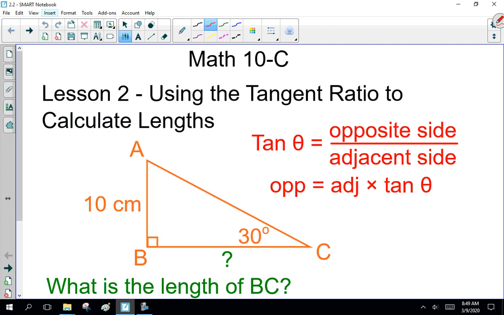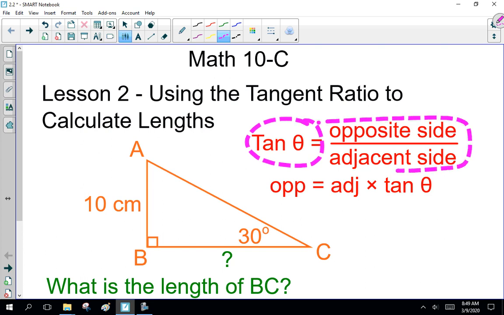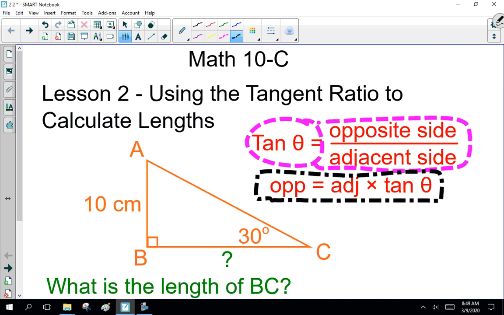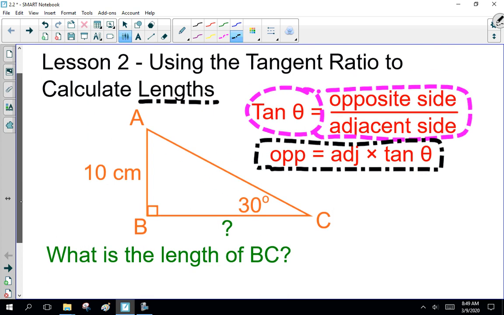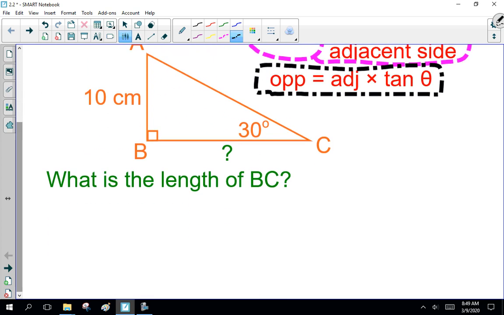Now, last lesson we talked about tan of theta is the opposite over the adjacent. I also mentioned this version of the formula, opposite equals adjacent times tan, is a nicer version when you want to calculate lengths. Now, this opposite equals adjacent times tan is not on your formula sheet. I do suggest you write it down. Now, let's do a few of them to see how useful it is.